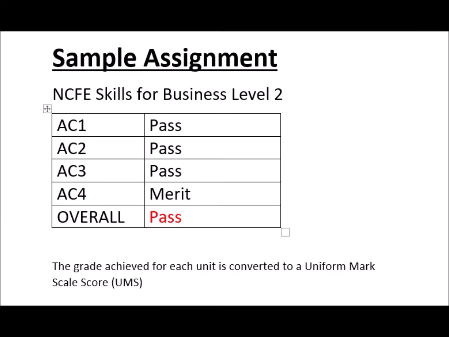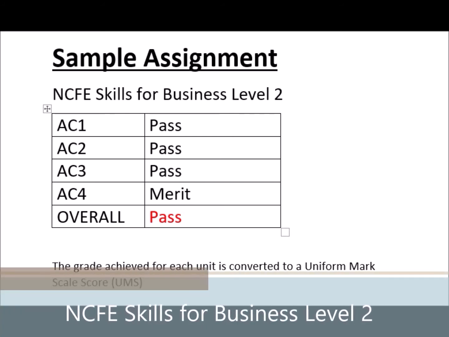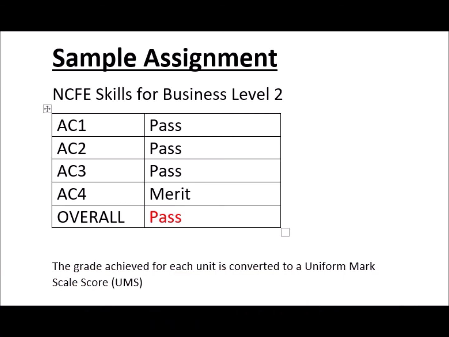So, as promised, a quick introduction to how the actual assignments are graded. We've talked about this already, I know, in class, but just so you know. If you are doing, for example, an assignment which has 4 assessment criteria, and one of them is a merit, the others are passes, you'd expect the overall result to be a pass.